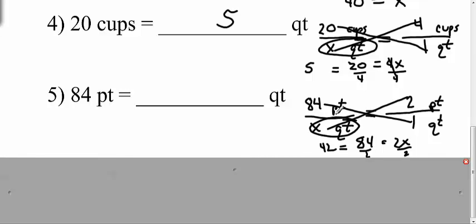And x was the number of quarts, so we have 42 quarts. We're going to have half as many quarts as we do pints, because for every 2 pints we get 1 quart. That's why the answer makes sense, that if we had 84 pints, we just have half of that in quarts.